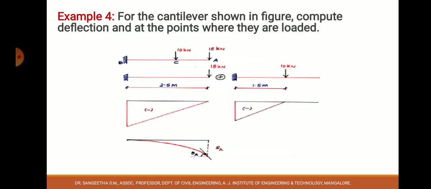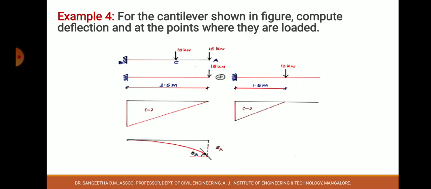We have one more problem. For the cantilever beam shown in the figure, compute the deflection at the points where they are loaded. So at points A and C, you are supposed to evaluate the deflections. Okay, fine. Here the point is loaded at 15 kilonewton.